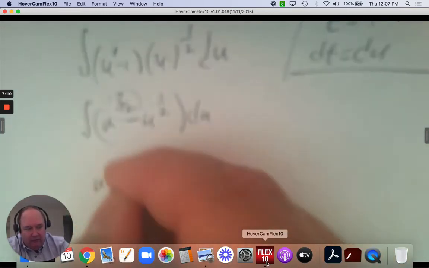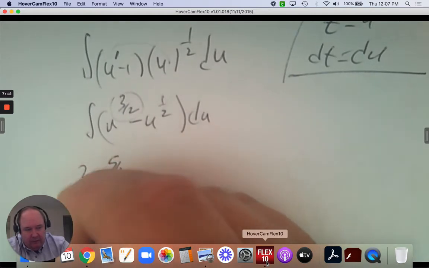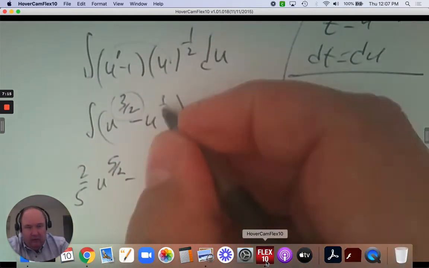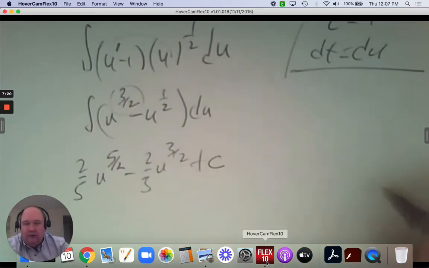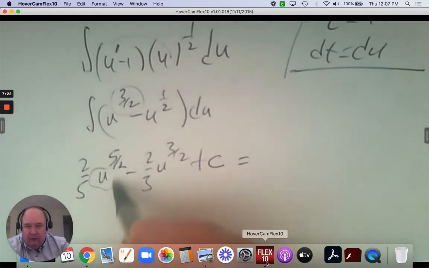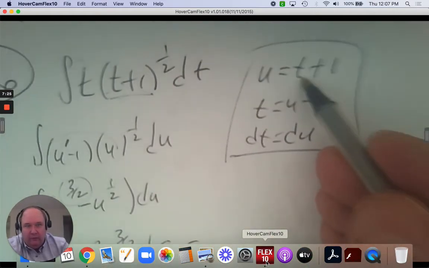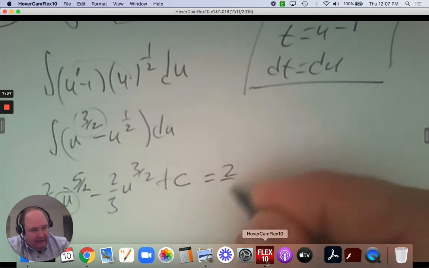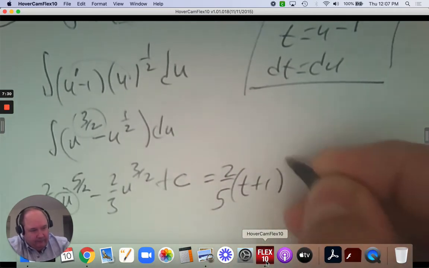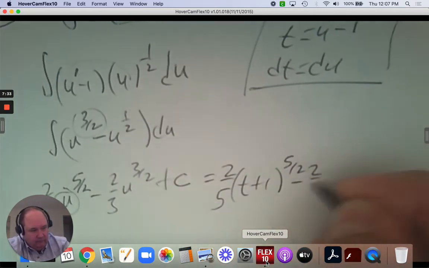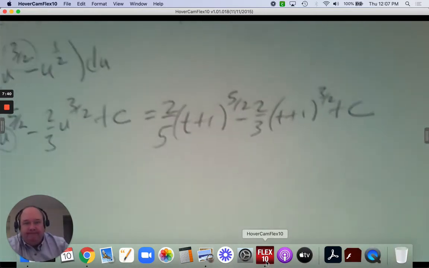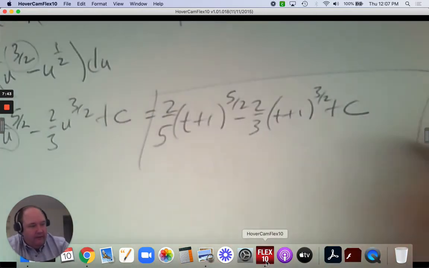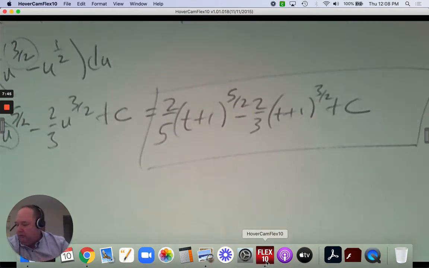So add 1 to the exponent and then the reciprocal. Same thing here. Add 1 and then the reciprocal. And then don't forget the constant. And then the last step here is to plug what u equals back in. So we know u equals t plus 1. So then that goes back in for the final answer. Done. And that's your answer for the integration of that. That's what's called u substitution.